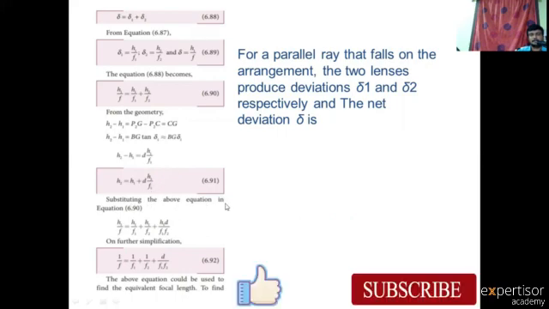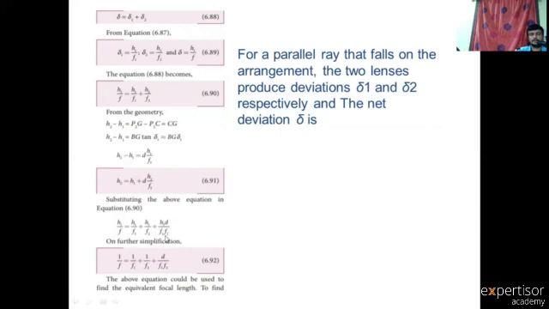Substituting the above equation, we get h1 by f equals h1 by f1 plus h1 by f2 plus h1 d by f1 f2. And on further simplification, 1 by f is equal to 1 by f1 plus 1 by f2 plus d divided by f1 f2. The above equation can be used to find the equivalent focal length.